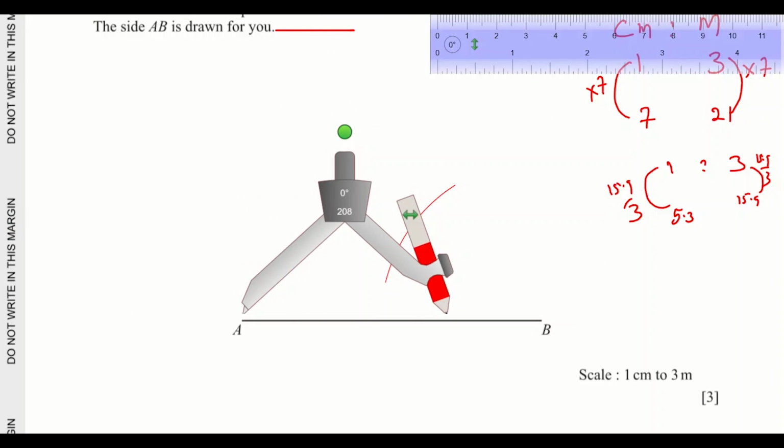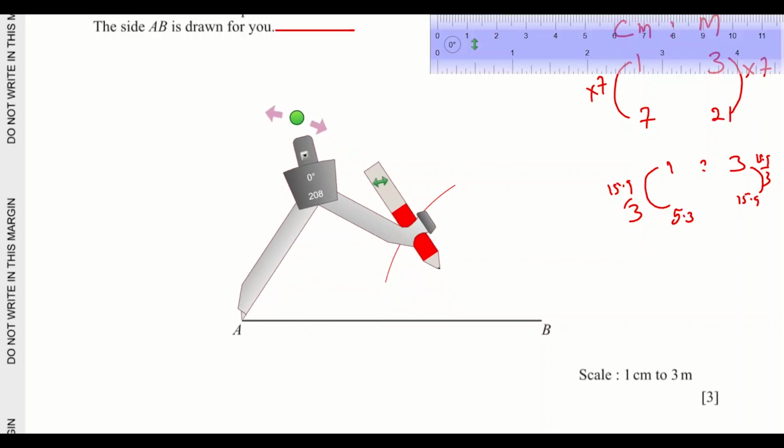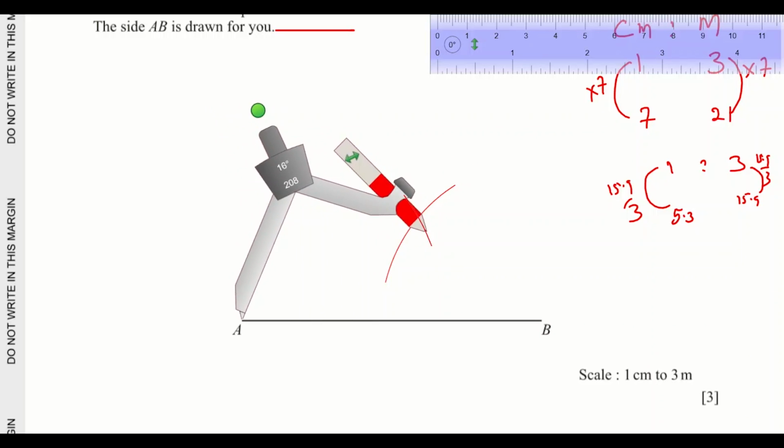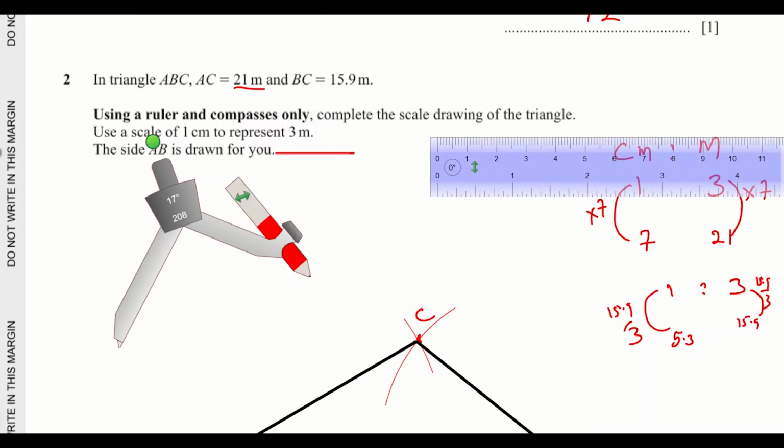So center at A. Then we need to intersect this. So this will be the point C, where the intersection of the two curves will be the point C. So we can actually join them together. Take this one like this, and do this. So that is how to complete that.